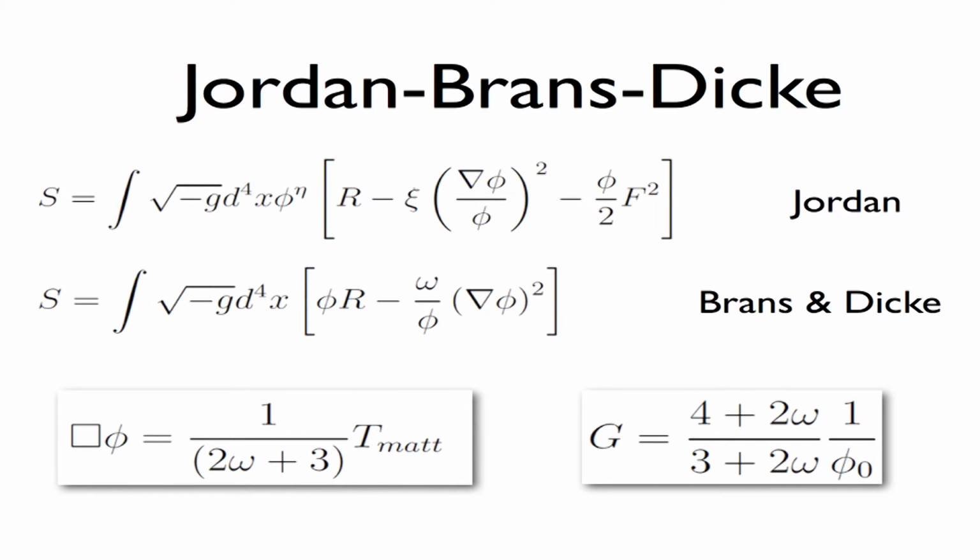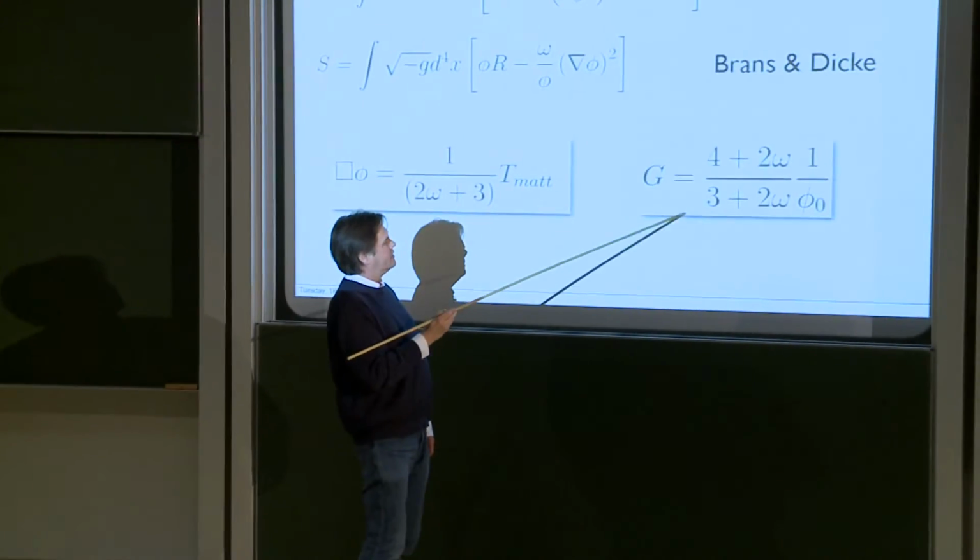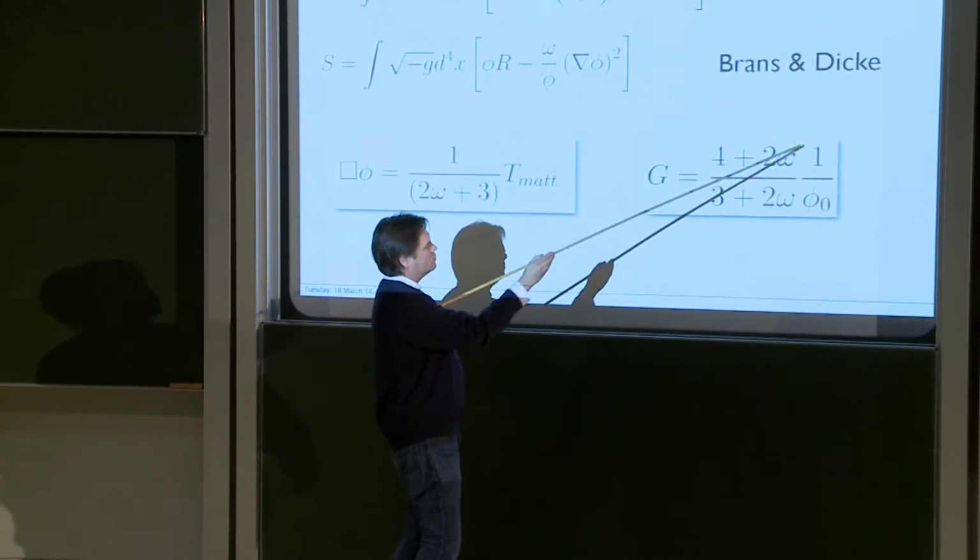And it turns out that if you look at these equations, the evolution equation for the scalar field is exactly in the form that Dirac predicted. It's a box of phi equals to stuff, that's rho plus 3p, and that the Newtonian constant is going to be some jumble of constants, 1 over phi naught.